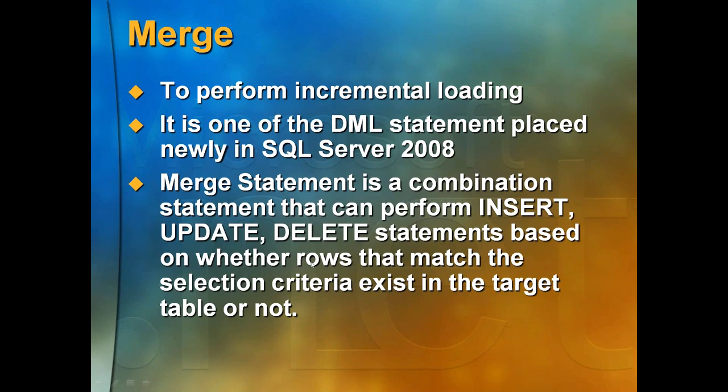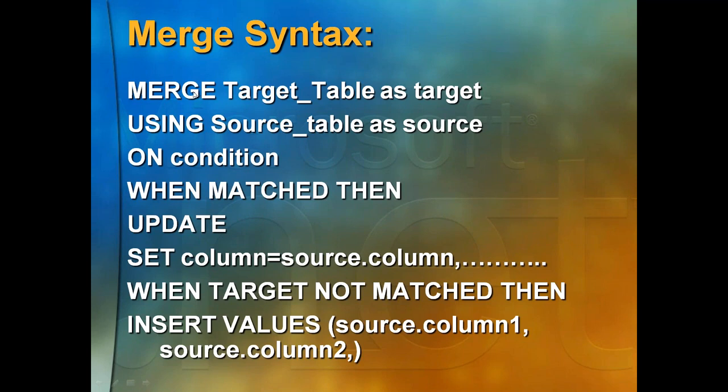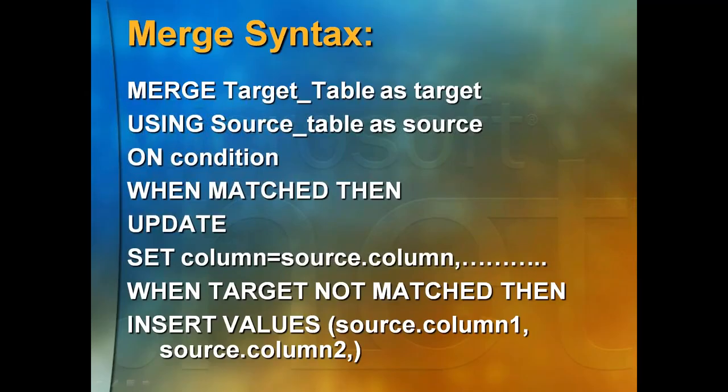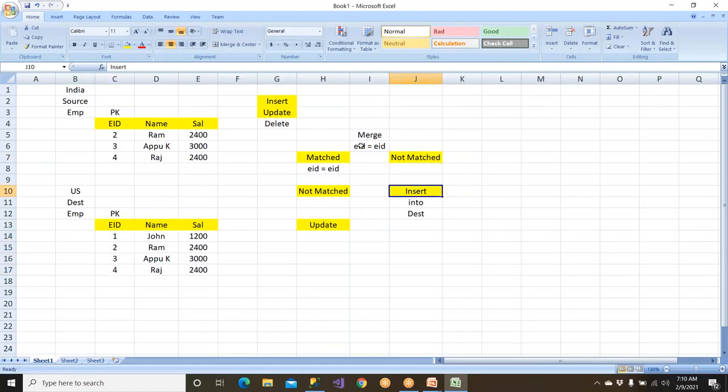To perform the incremental loading, the merge statement is a combination of what? Insert, update, delete statements, based on whether the rows that match the selection criteria exist in the target table or not. So I told you: merge target table as target using the source table as source on condition, when matched. When matched means what is matched? The primary key, we need to use it. When it is matched, you do something. When not matched, you do something. Clear? So when not matched, we are going to insert. When matched, we are going to update, and we are going to create one more condition in between. Clear?